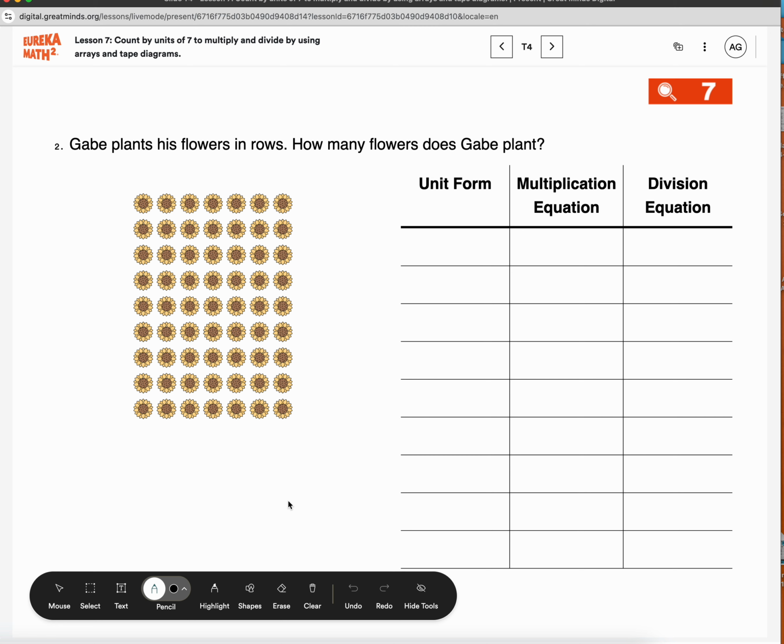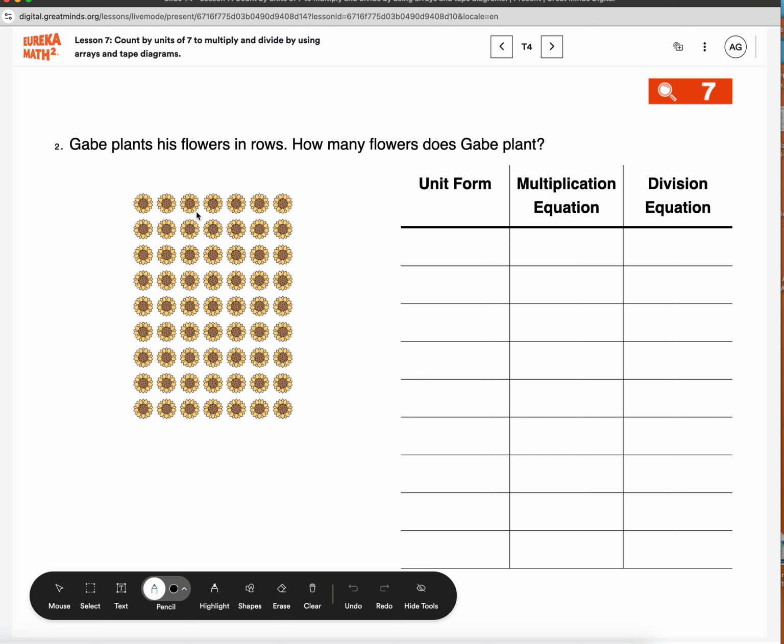If you want to open your Learn book to this page, go ahead and do so. And then we are going to get started. So looking at this page, we're looking at our array here of these beautiful sunflowers, and it is asking us to do three things. It's asking us to find the unit form, the multiplication equation, and the division equation. So I'm actually going to model this for you for a little bit, and then I want you to try and do it independently. But here we go. Let me model it for you.